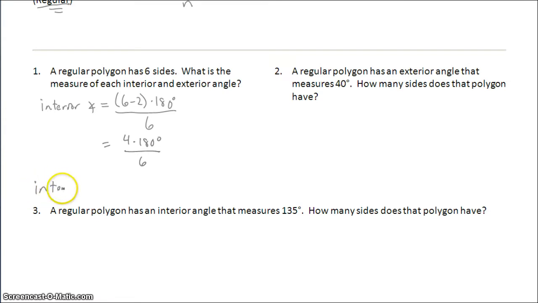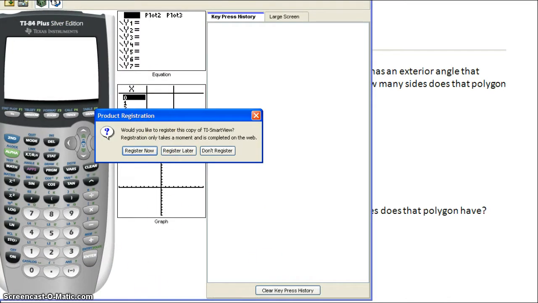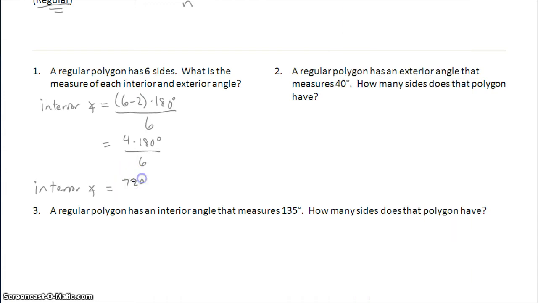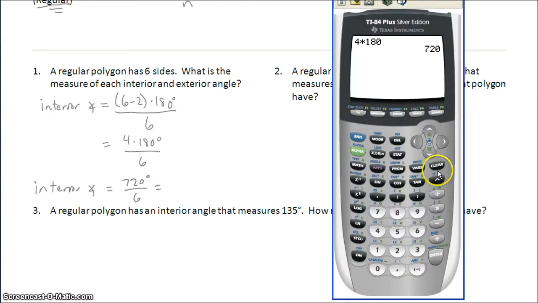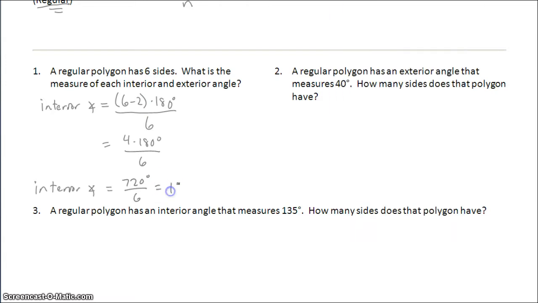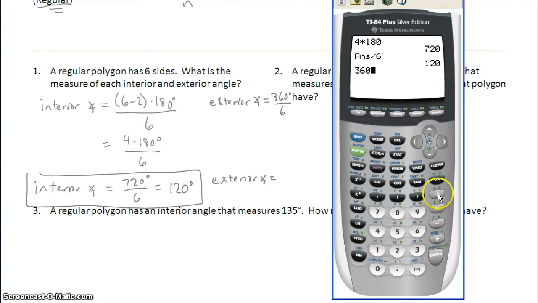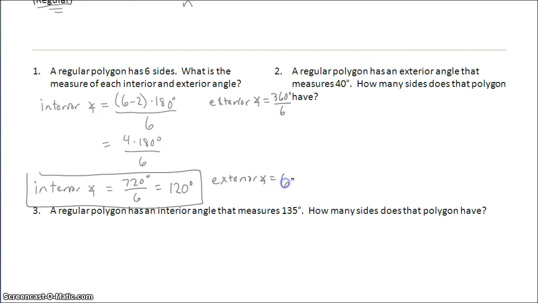So the measure of one interior angle of a regular hexagon is going to be 4 times 180, 720, that's the total interior, divided by 6, gives me 120 degrees. To find my exterior angle, I'm going to take 360 degrees and divide by the number of sides. When I do that, 360 divided by 6 gives me 60 degrees.